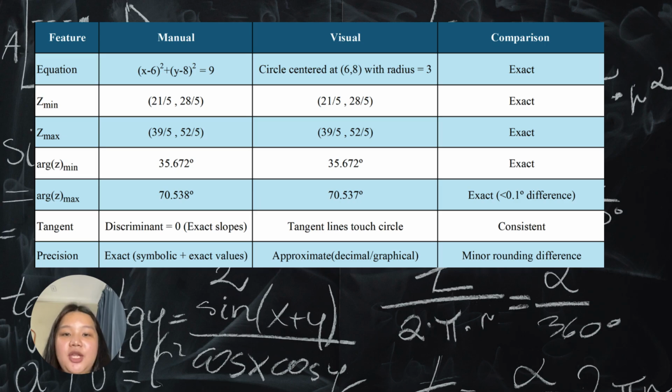For the circle, the manual and GeoGebra results are consistent. The equations for Zmin and Zmax match exactly. The argument values are also very close with only minor rounding differences. Overall, the visual confirms the exact manual results.